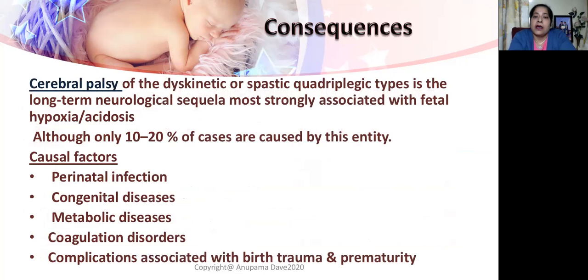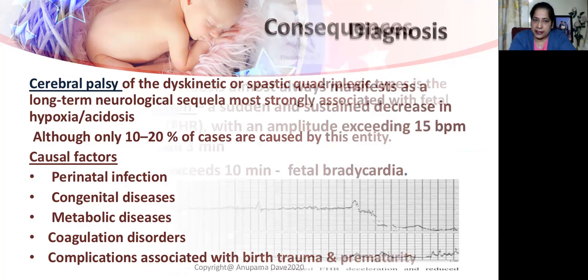Another consequence of fetal hypoxia is cerebral palsy. This is the long-term neurological sequelae and is more strongly associated with hypoxia or acidosis. It could be of two types, dyskinetic or spastic quadriplegic types. Although only 10 to 20% cases are caused by this entity. The causal factors are perinatal infection, congenital diseases, metabolic diseases, coagulation disorders, complications associated with birth trauma and prematurity. So these are the main causal factors, but hypoxia is responsible for 10 to 20% cases of cerebral palsy.